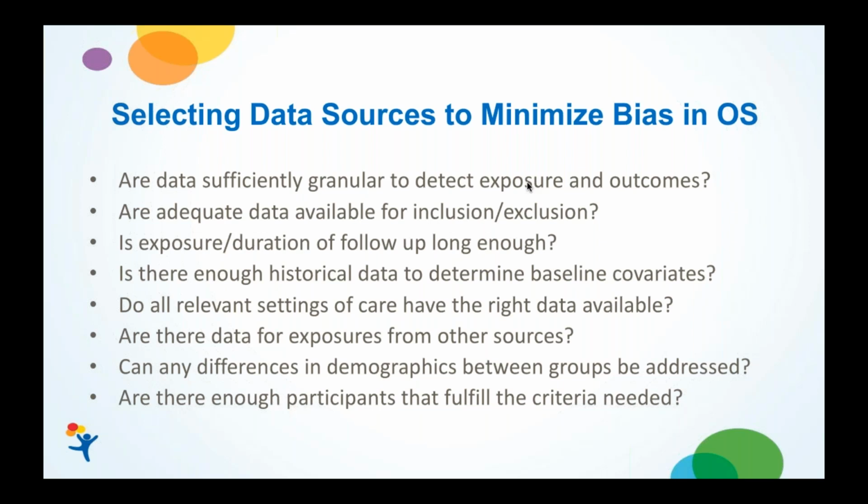Is the exposure duration long enough, or the follow-up duration long enough? Maybe you can detect that an exposure happened, but you don't know how long that exposure occurred, and that's a key variable in your analysis. Or you know that it occurred for at least a year, but you really want to see if people had 2 years of exposure. So think about the granularity both in terms of the actual data element that you can get and also the length of time for which you can get that data element.